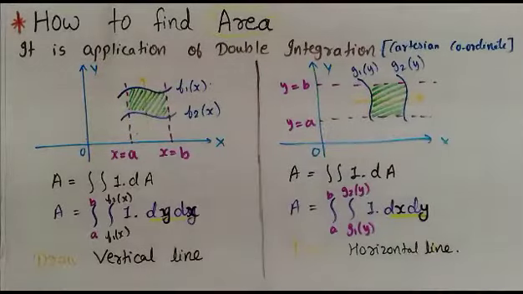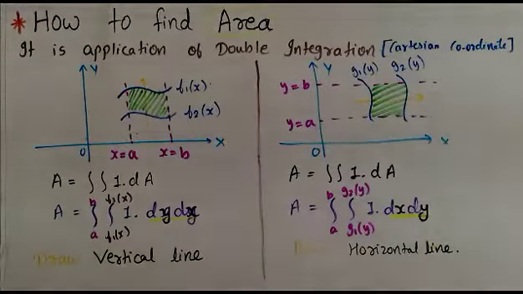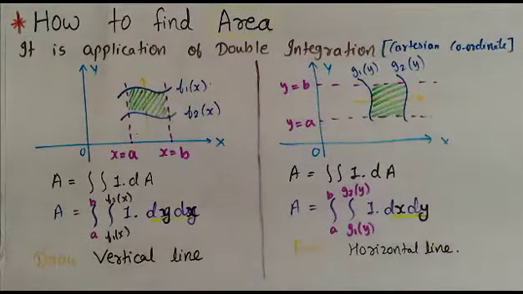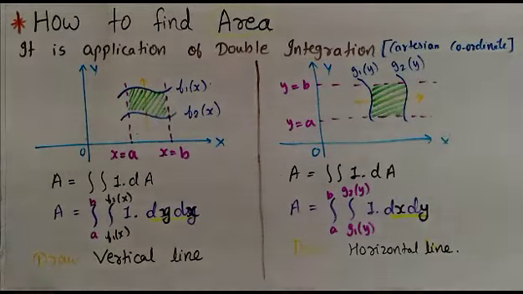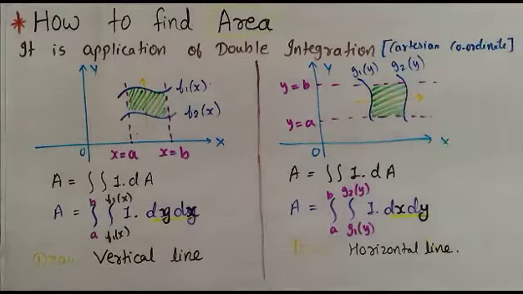In my last part, part 1, I gave the introduction of the whole series which I am going to do. In the coming series, I will discuss how to find the arc length. So in today's video, I will discuss how to find the area in the Cartesian coordinate system. So let's start. It is an application of double integration.